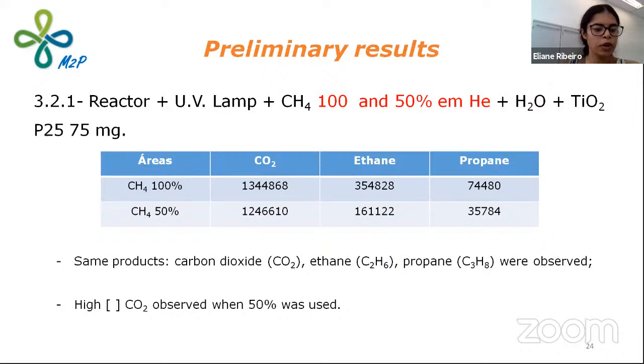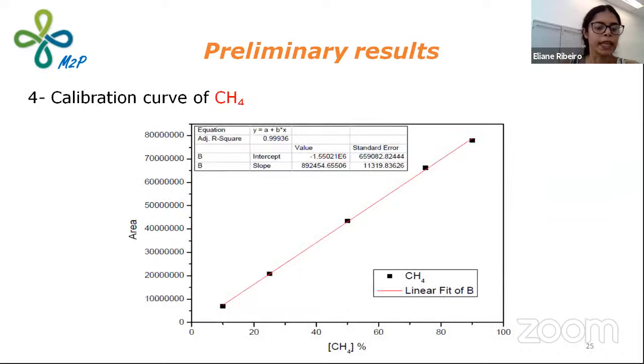Thus, we were able to obtain ideal parameters for conducting the photocatalytic tests, which unfortunately have been paralyzed since the beginning of last year. We also did calibration curves for methane and hydrogen, where you can see a good response.